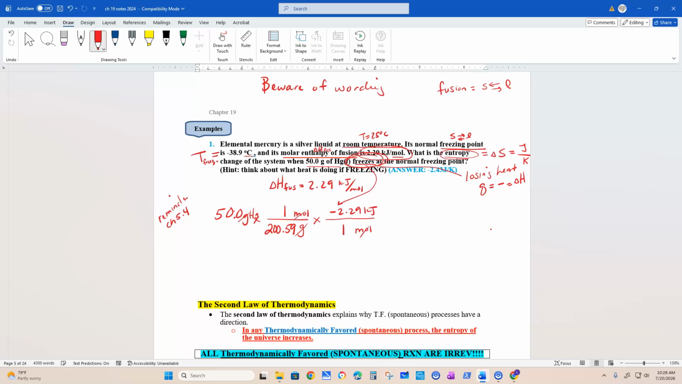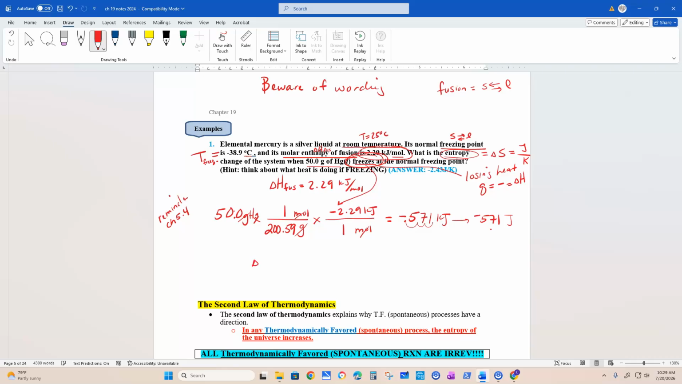I'm going to get rid of my moles, so I'm going to multiply and then divide. So I have 50 times negative 2.29, and then divide by 200.59. I get a negative 0.57, looks like we need 3 sig figs. If you want to go to 0 or 1, it doesn't matter. I usually round at the end, but we can round right now too. I have kilojoules, but my delta S needs to be in joules, so I'm going to convert this into joules. I'm going to move that decimal 1, 2, 3, so I get negative 571.